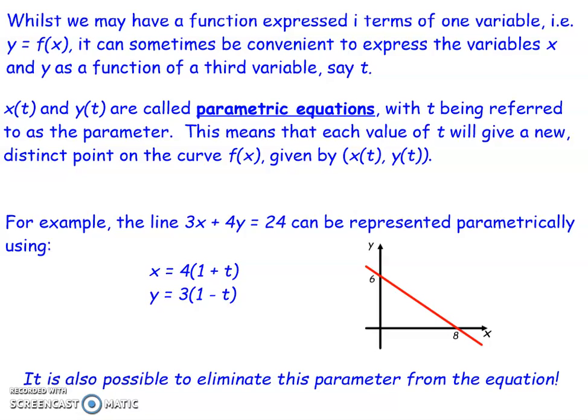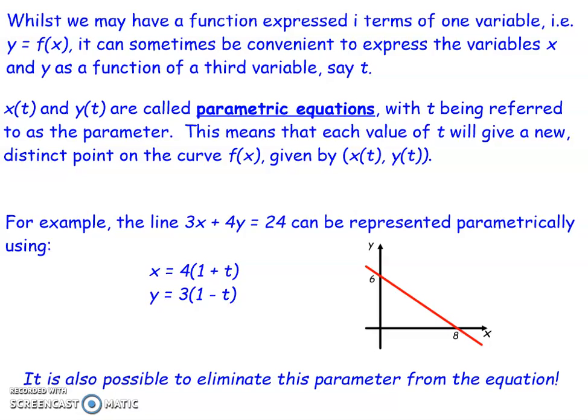What that means is every single new value of t will give a new distinct point on a curve, which is given by x of t, y of t, where the positions x and y will change depending upon what we choose to be t.